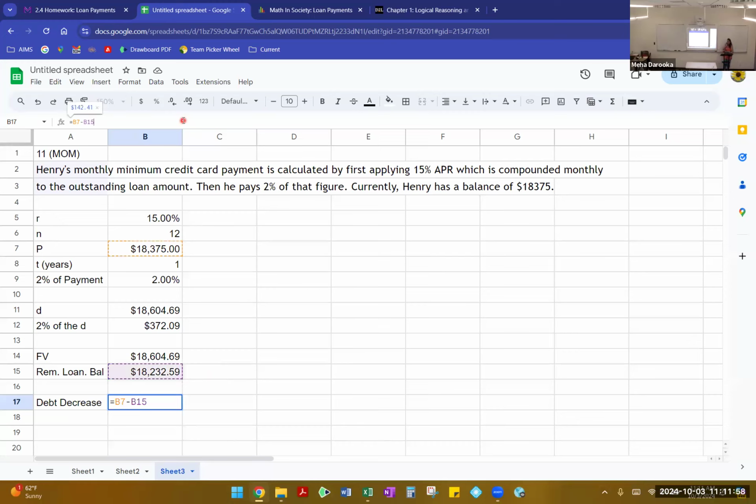So it should be after that minimum payment has been made. So you're taking the answer from part B and then comparing that with the original loan amount to come up with by how much the debt has decreased. So 142.41. That terminology is similar to what they're using in the exam.